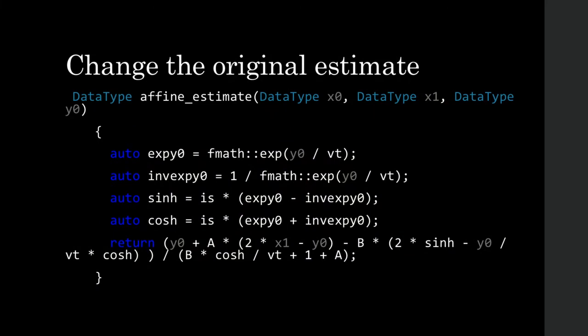So instead of starting with the value of the last sample, I'm going to change the estimate of the original starting point. So that's what I'm doing here. You still have that hyperbolic sine and cosine, and as I said, I'm not doing any memorization yet, so I still have to recompute these.